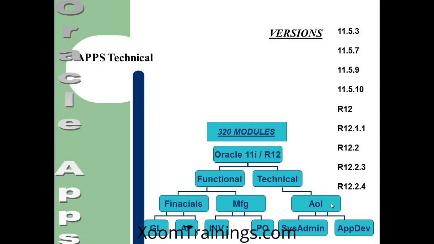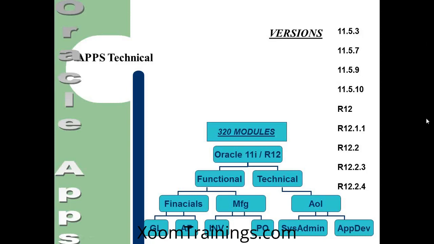For technical also, there is a module which you are learning called AOL, meaning Application Object Library. In AOL, responsibilities like system administrator, application developer and alert manager are involved, just as for SCM, inventory, PO and OM are involved. For versions, this information you can get in Google also.